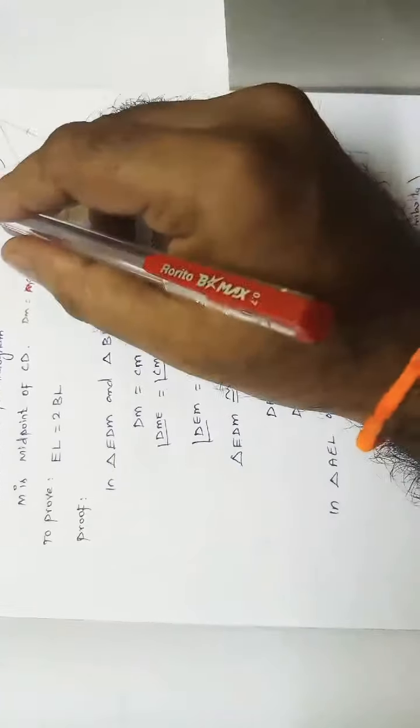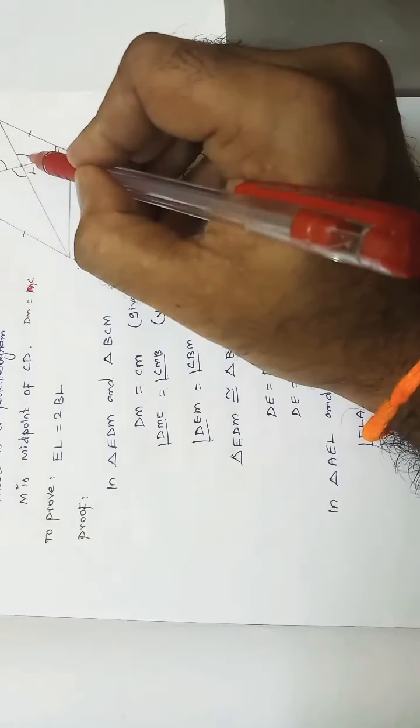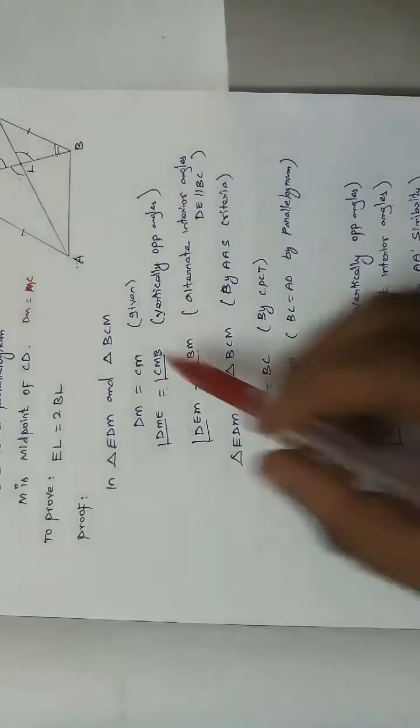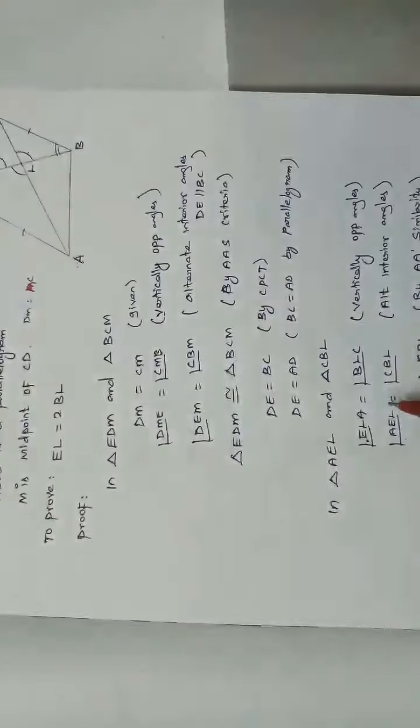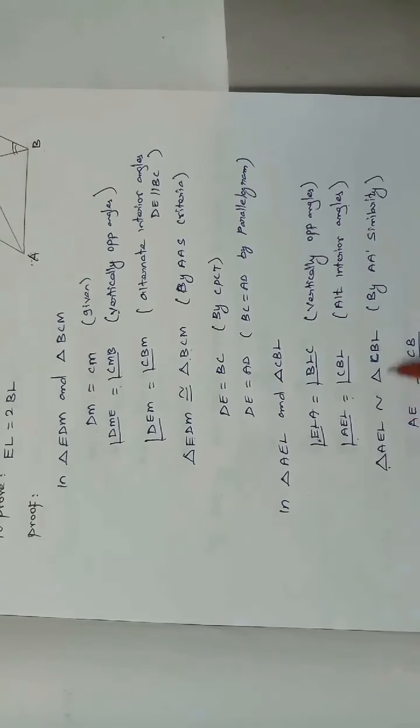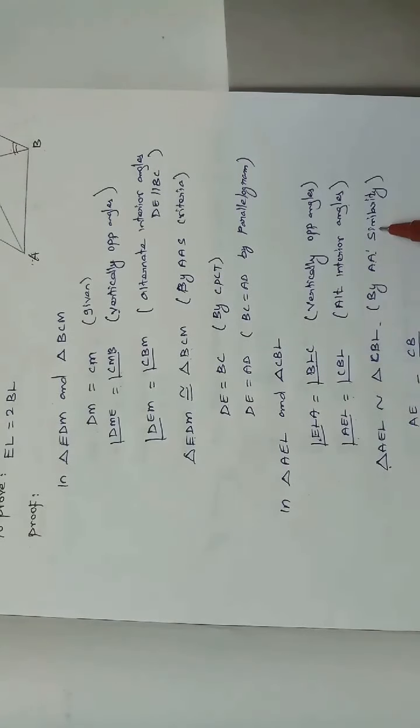At the same time, angle ELA or ALE is equal to this angle because vertically opposite angles are equal. So ELA is equal to CLB or BLC, vertically opposite angles. If these two angles are equal, then by AA similarity the two triangles are similar. So triangle AEL is similar to triangle CBL by AA similarity.